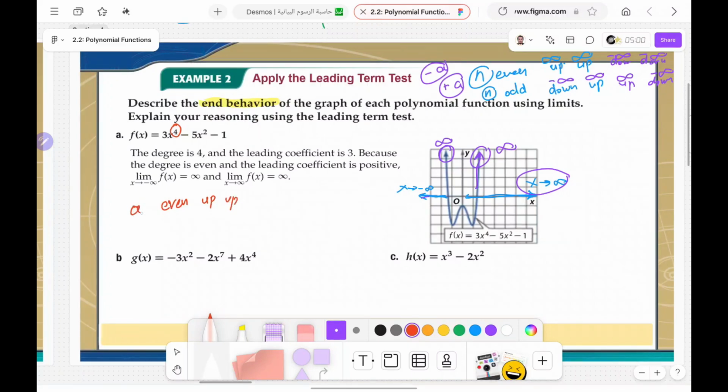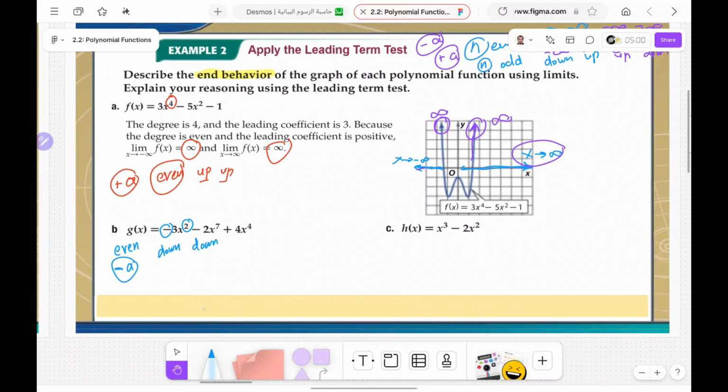Don't forget to look at a. If a is positive and the power is even, it's up. So the limit for both sides will be positive infinity. Now look at this graph here. Look at the power first. The power here is even. Even means starts up, ends up. But look at the leading coefficient. The leading coefficient a is negative, so it will start down and also end down.